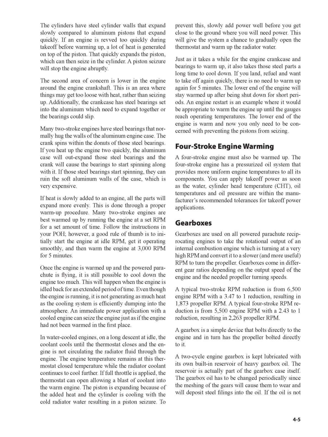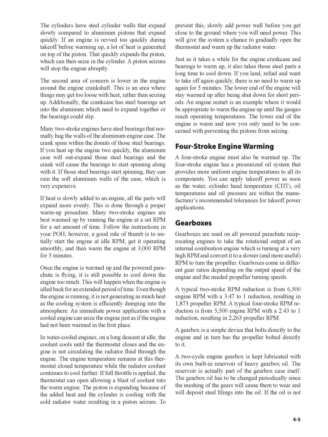If heat is slowly added to an engine, all the parts will expand more evenly. This is done through a proper warm-up procedure. Many two-stroke engines are best warmed up by running the engine at a set RPM for a set amount of time. Follow the instructions in your POH. However, a good rule of thumb is to initially start the engine at idle RPM, get it operating smoothly, and then warm the engine at 3000 RPM for 5 minutes.